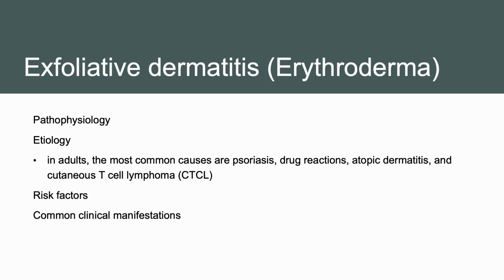Now let's talk about exfoliative dermatitis or erythroderma. This is widespread erythema and scaling of the skin involving over 80% of the body's surface area. Erythroderma has multiple etiologies. In adults, the most common causes are psoriasis, drug reactions, atopic dermatitis, and cutaneous T-cell lymphoma. Risk factors, a pre-existing dermatitis, or drug reaction. Common clinical manifestations, generalized erythema and scaling.